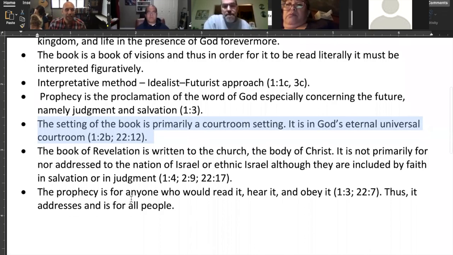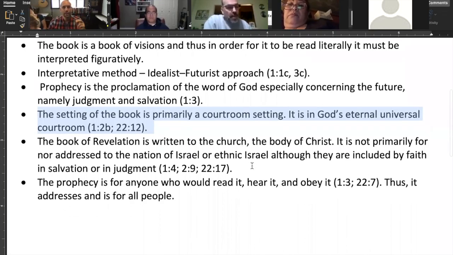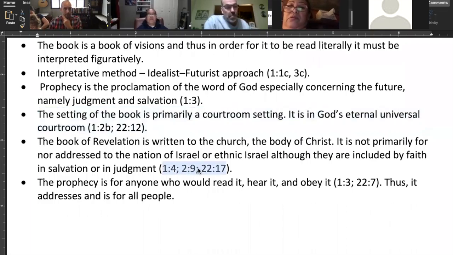Okay? Next, the book of Revelation is written to the church, the body of Christ. It is not primarily for nor addressed to the nation of Israel or ethnic Israel, although they are included by faith, in salvation or in judgment. And so there's some passages of scripture there. You can look them up in your own time.